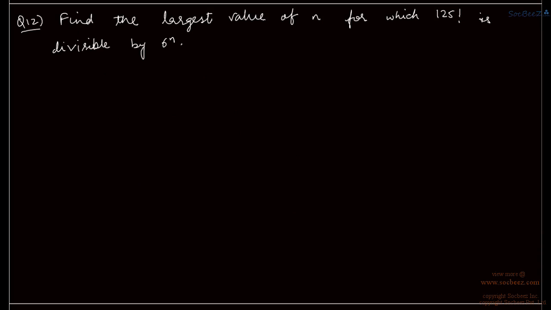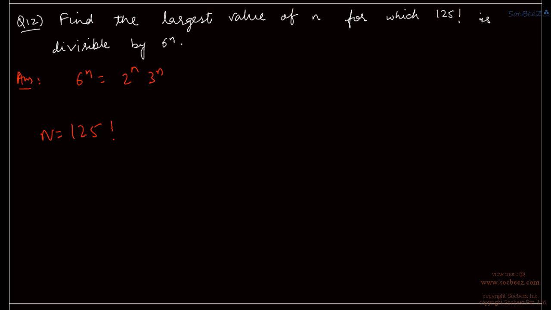Find the largest value of n for which 125 factorial is divisible by 6 power n. Okay. We just did this formula at the beginning of this video, right? So what we do here is we first expand 6 power n. 6 power n is nothing but (2 into 3) power n, which is 2 power n into 3 power n, right?